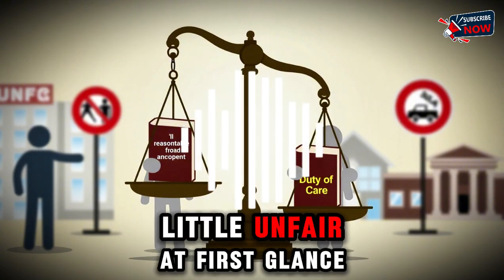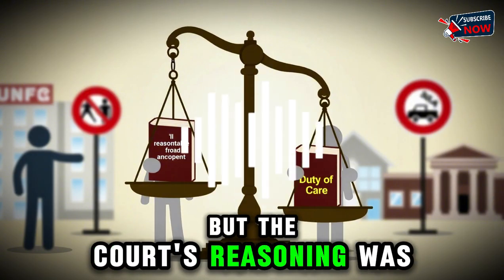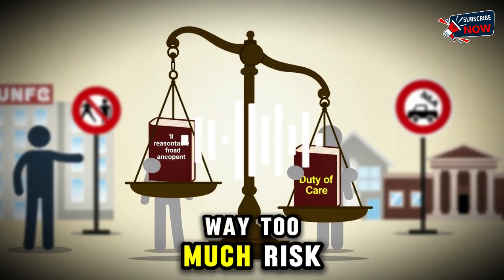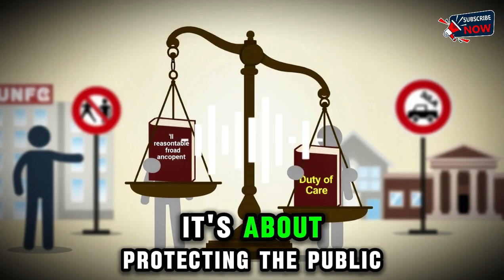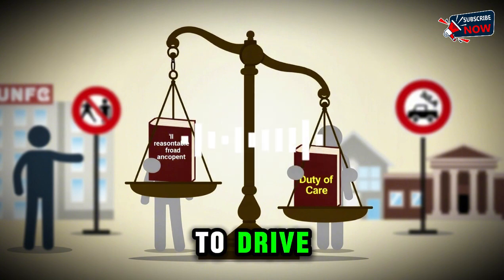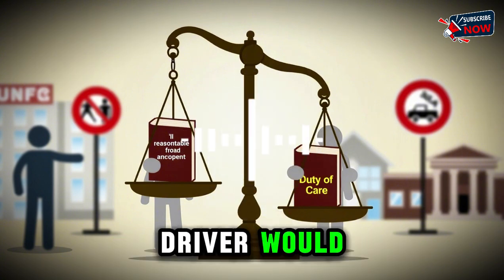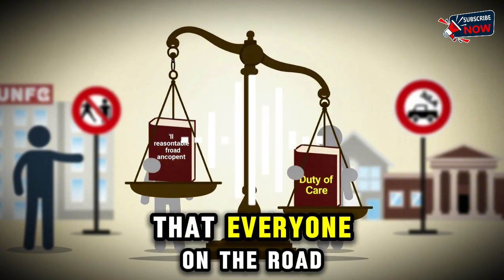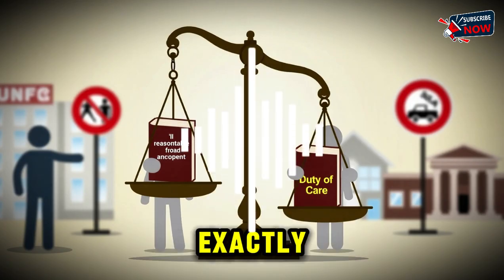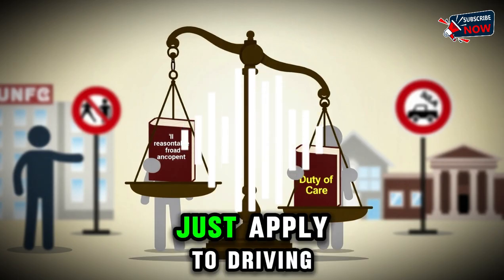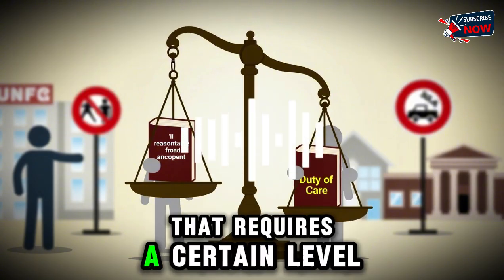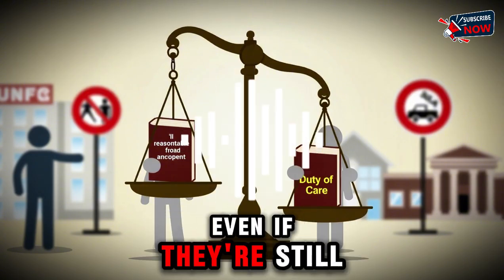It does seem a little unfair at first glance, but the court's reasoning was that holding learners to a lower standard would create way too much risk for everyone else on the road. It's about protecting the public. So even though she was inexperienced, she was still expected to drive like a reasonably competent driver would. It's about making sure that everyone on the road can trust that others are driving safely with a certain level of competence. Exactly. And this principle doesn't just apply to driving. It applies to anyone who's undertaking a task that requires a certain level of skill, even if they're still learning.